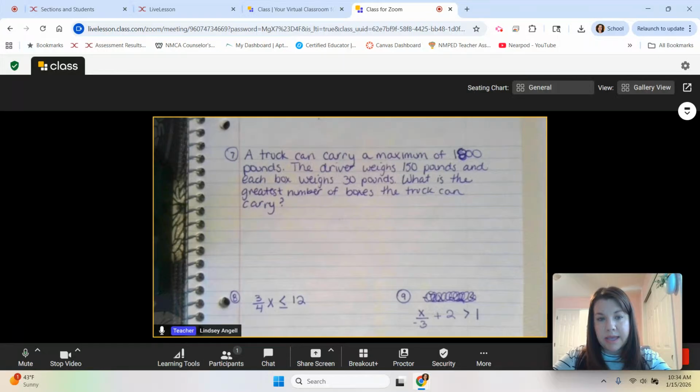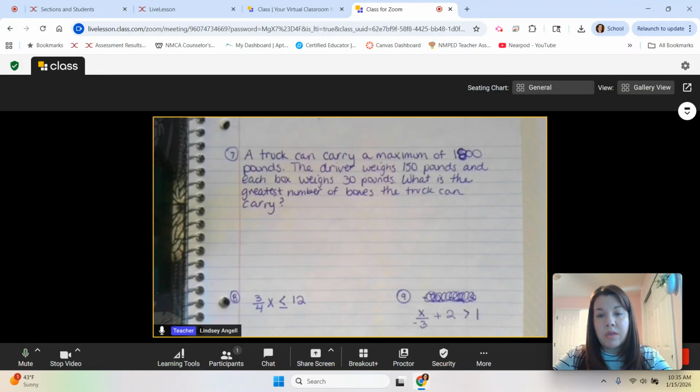All right, number 7 is a word problem. A truck can carry a maximum of 1,800 pounds. The driver weighs 150 pounds and each box weighs 30 pounds. What is the greatest number of boxes the truck can carry? Sorry, my handwriting is a little messy on that one. Hopefully you can read it.